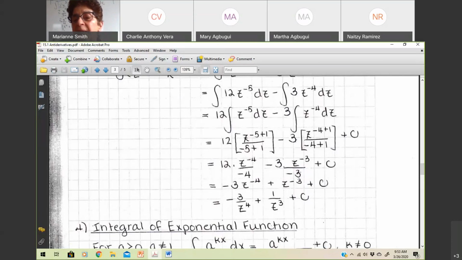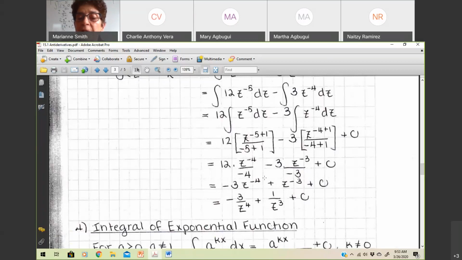Take a look over here. I have a negative 3 in the denominator, a negative 3 in the numerator. That gives me a positive 1 when they divide out. Negative divided by negative is positive, and the numerator and denominator match, so I get a 1. So this becomes plus z to the minus 3 plus z.